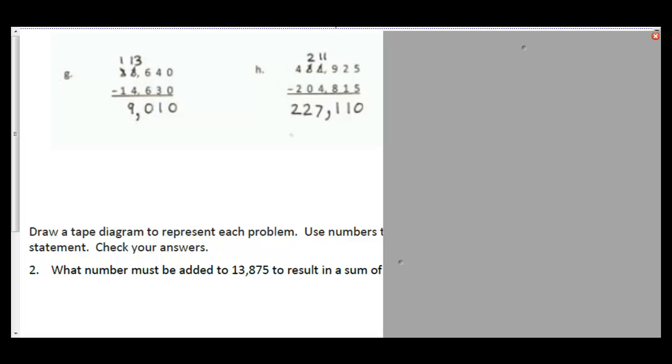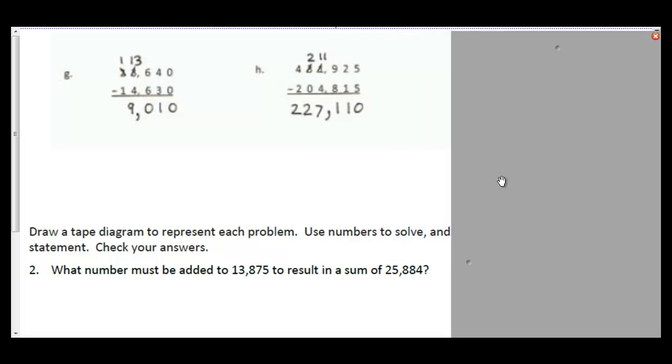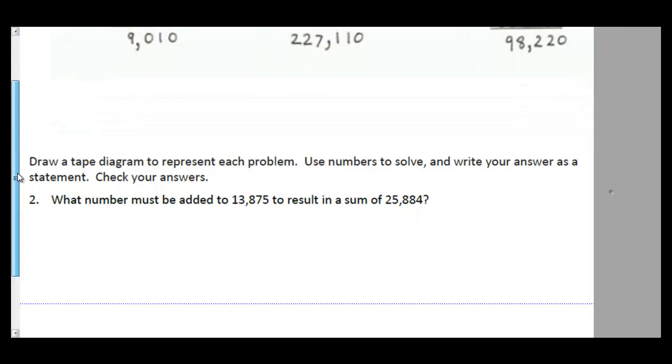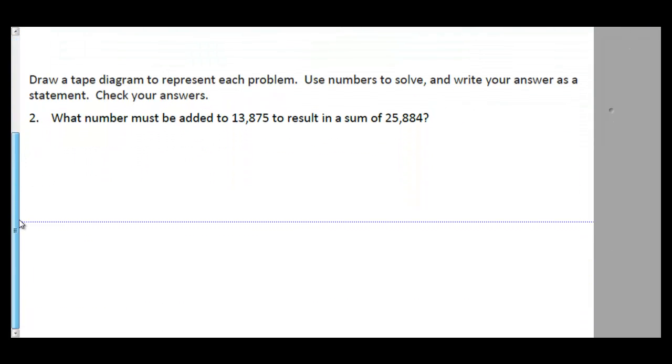Okay, I want you to try problem I by yourself. And whenever you are ready, press play to see how you did. Okay, so in I, it's the same exact situation. We were ready to subtract in the ones place, the tens place, the hundreds place, and the thousands. It wasn't until we got to the 10,000s that we had to decompose that 100,000 into 1 and change the 10,000s into 11. So we ended up with 98,220.